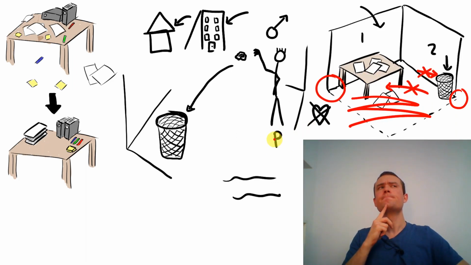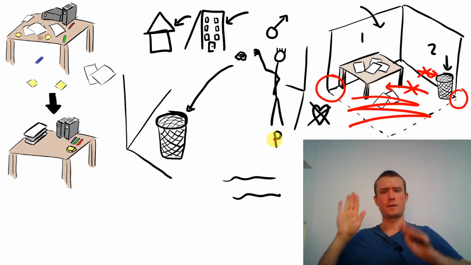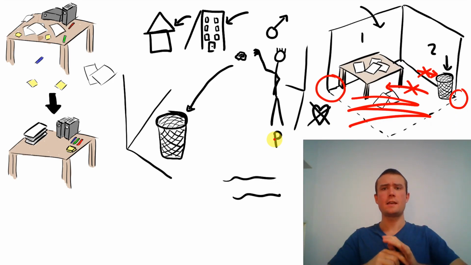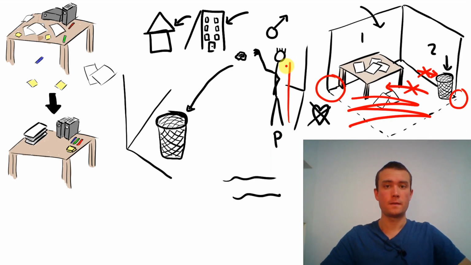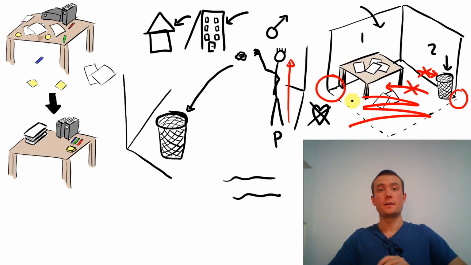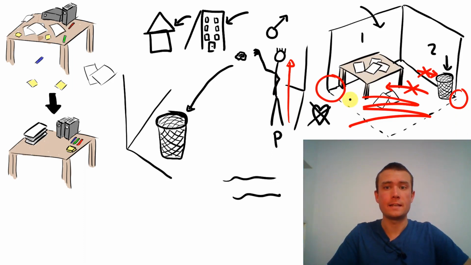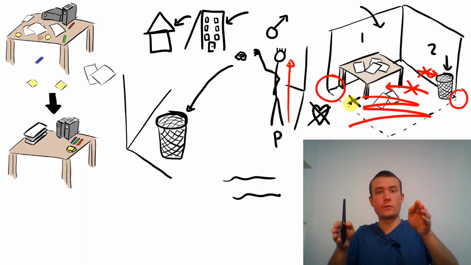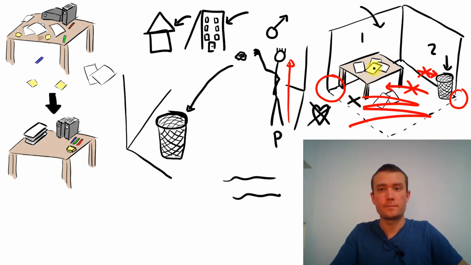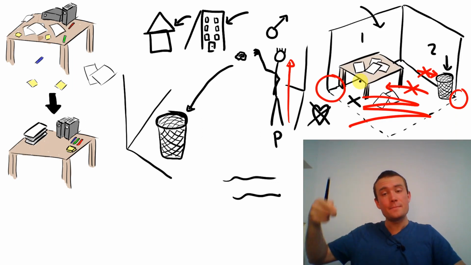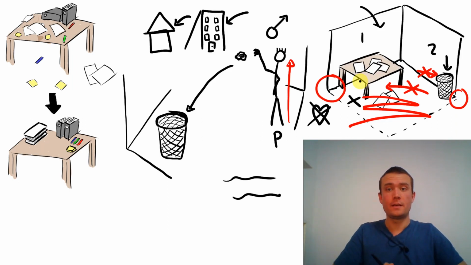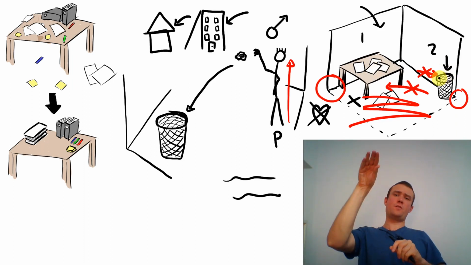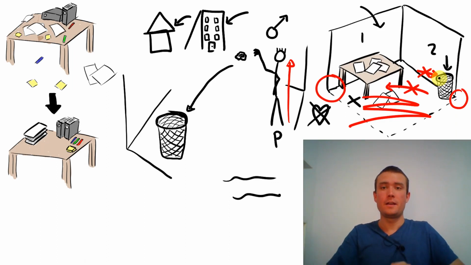Philip decides that he's going to stay standing at the desk. He's going to stay standing here, next to the desk. And each time he has to put a piece of paper into the bin, he's going to throw the piece of paper into the bin.